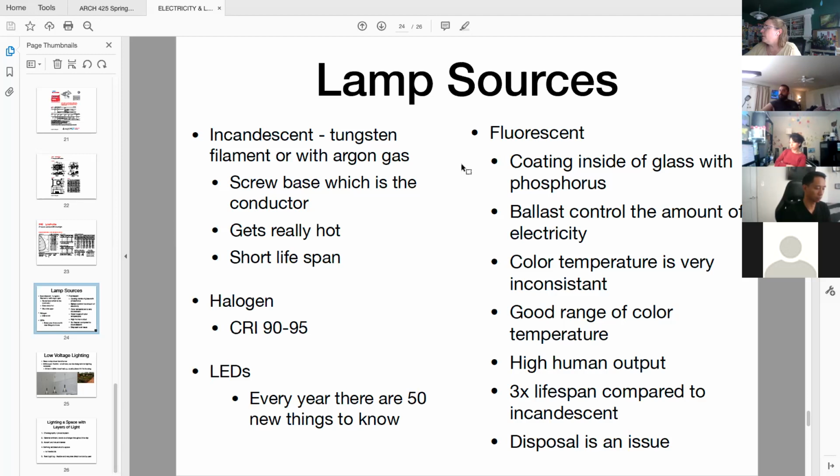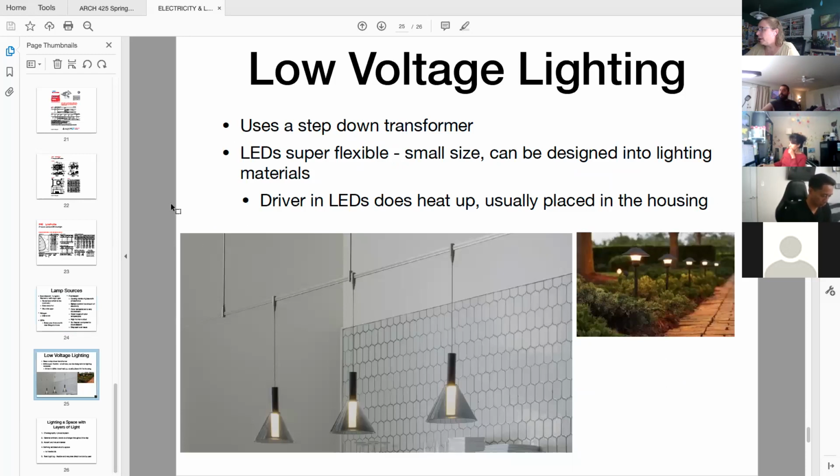Fluorescent lights or bulbs are still very common, especially on the industrial end these days, but you're starting to see more and more LEDs replace fluorescent fixtures. Okay, quick note about low voltage lighting.